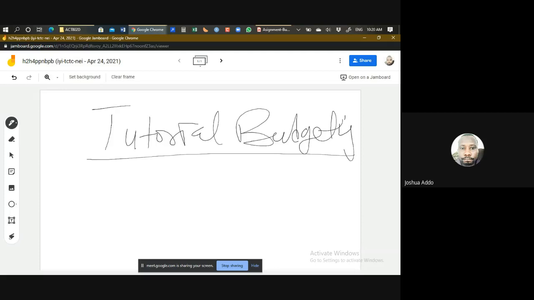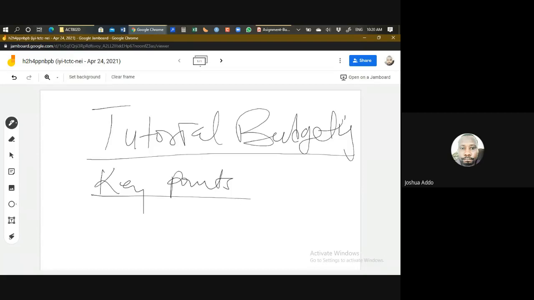So let's take the key inputs. What did we get from reading on the concept of budgeting? Key points from our reading on budgeting. This is a question to the whole class. Hello? Hi. Hello? Yes, please.